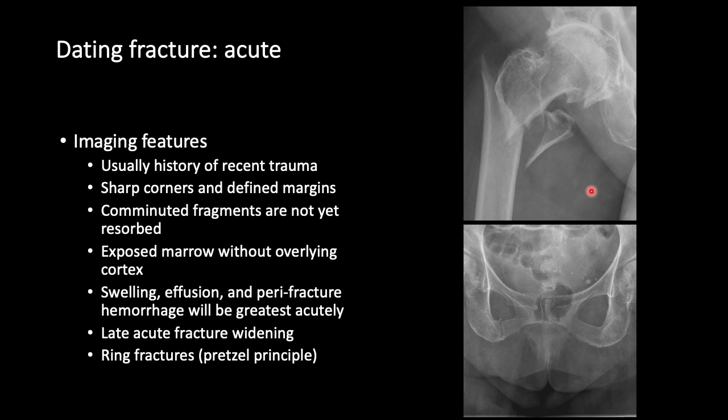Now, another important principle to talk about is the pretzel principle as pertaining to fractures of ring-shaped bones. The pretzel principle is an analogy used to demonstrate that if you try to break a hard, round pretzel, it usually breaks in more than one spot. Similarly, ring-shaped bones, such as the pelvis or the mandible, usually break in more than one place during trauma. So if you find one fracture in a ring-shaped bone, make sure to look for another fracture.